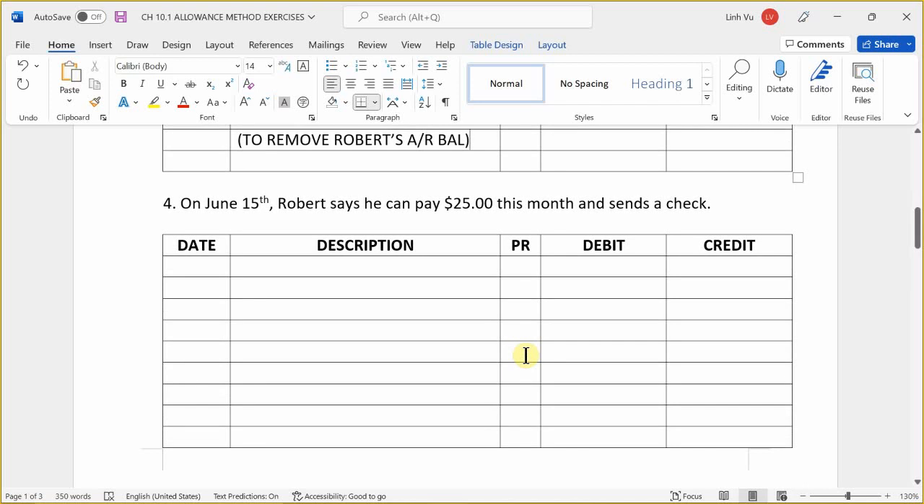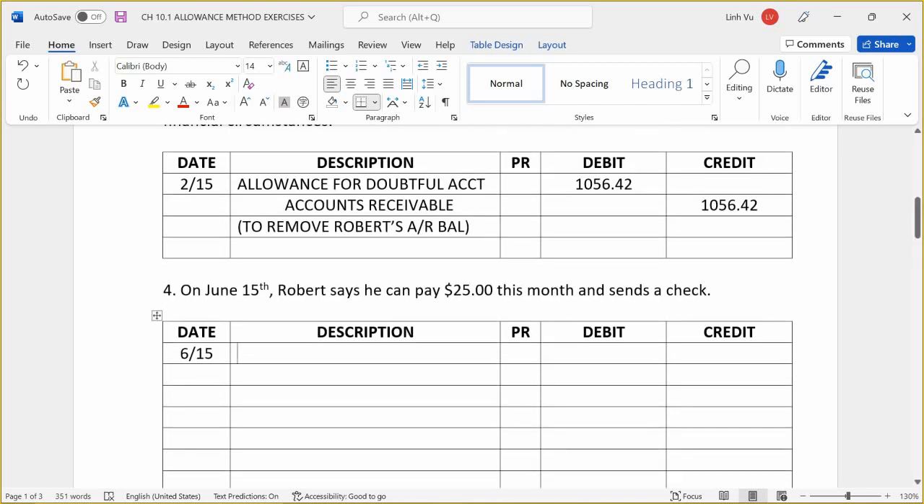All right, number 4. So then on June 15, Robert says he can pay $25 this month and sends a check. So now you would take it from, what was it called? The allowance for doubtful accounts instead? Or you still take it from accounts receivable? Well, how can you take it from the accounts receivable? It's not removed from there. Exactly. Now, think of it this way.